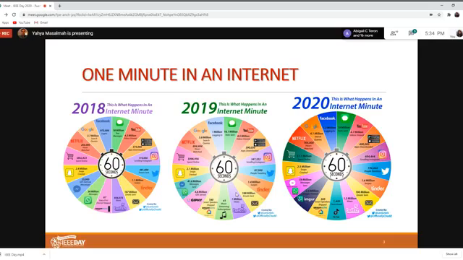So, a very representative or illustrative image that we have here. If we look at the tendency of the increase in the generation of data from just small process in only 60 seconds.